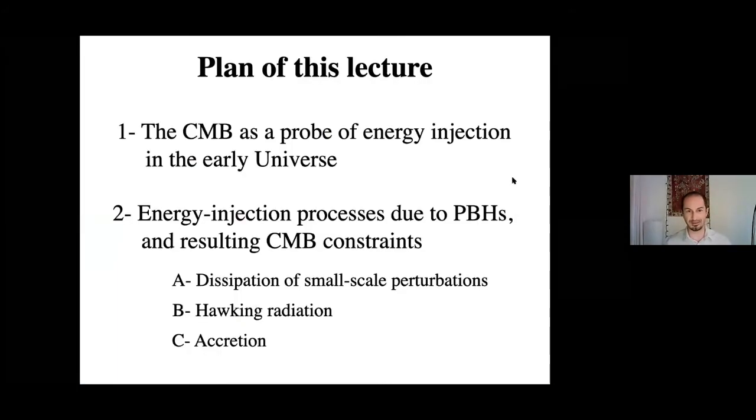So the plan, we're going to have two parts. The first part will be to discuss the basic physics of the CMB. We will talk about CMB spectral distortions and CMB anisotropies, and I will explain this in more detail. And the focus will be, what can the CMB tell us about energy injection in the early universe? And then in the second part, we will see how primordial black holes can either directly or indirectly inject energy in the early universe. And as a result, we can use this to predict observables from primordial black holes in the CMB. Thus, if we don't see these observables, we can set constraints on their abundance.